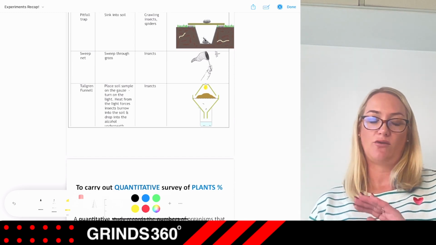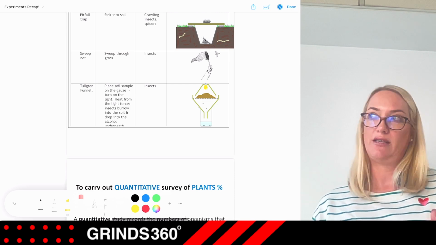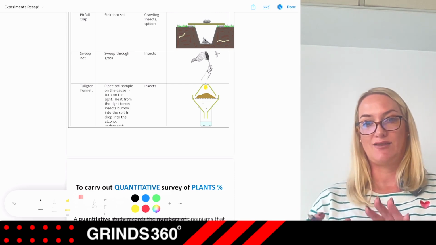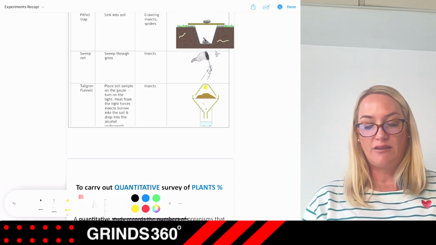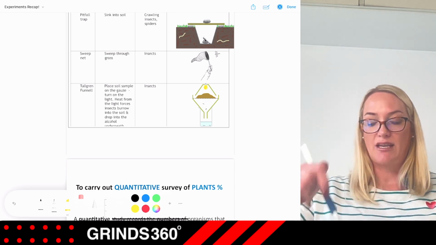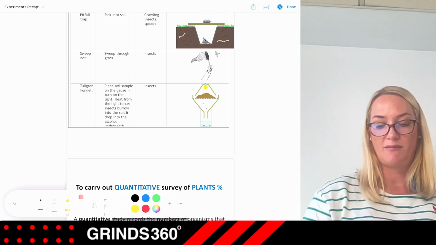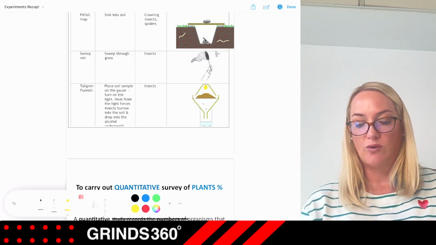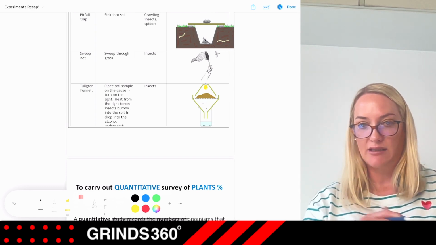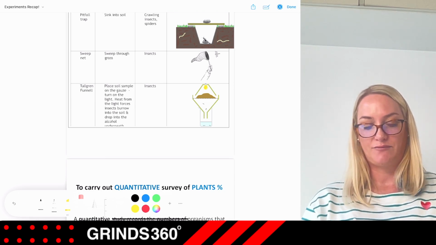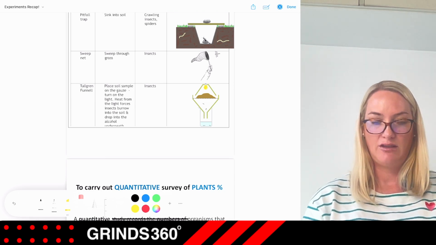I would get a sample of soil from our habitat, from our ecosystem, and I would bring it back into the class, and I'd set this up with the students. So the Tullgren funnel has a light source, and what the insects will do is bury themselves away from the light source. It literally looks like a gauze at the end here with little holes in it, and the insects will fall down into that. So Tullgren funnel for that.